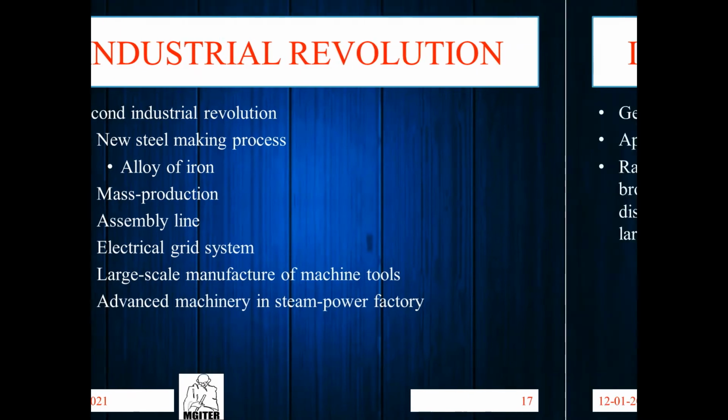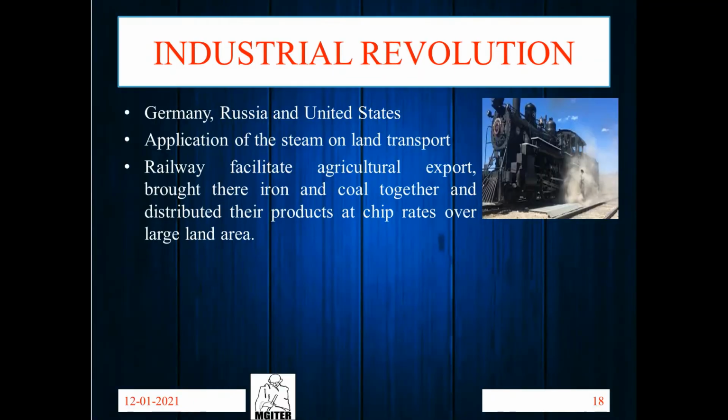There are some minor changes in the second industrial revolution, like we invent the railway. We know how to use steam power on the road for running vehicles. Right? And the first industrial revolution was in Europe and the United States, but the second industrial revolution was in Germany, Russia, and the United States. Right?